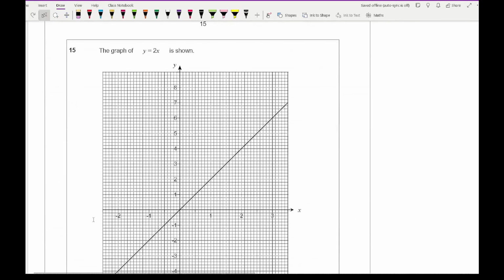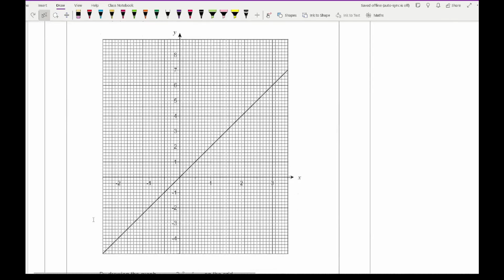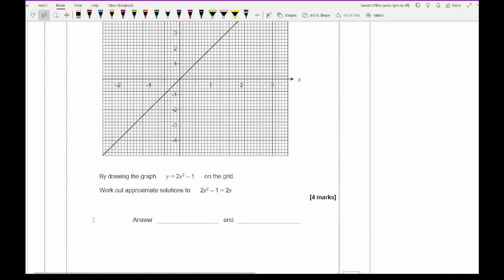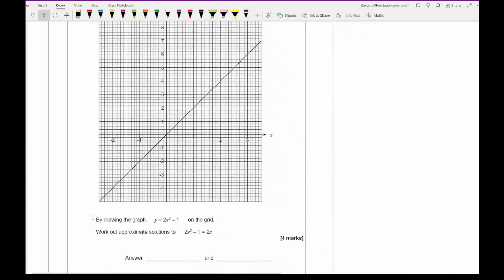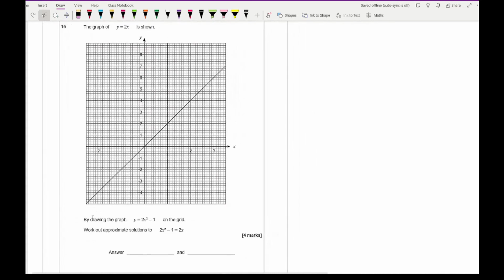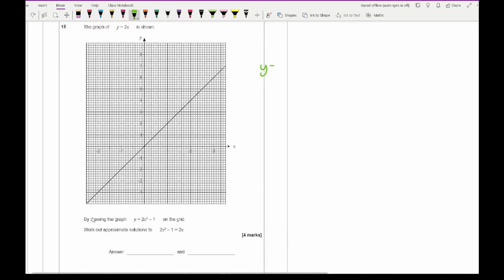Moving on to question 15, it says the graph y equals 2x is shown, and by drawing the graph y equals 2x squared minus 1 on the grid, work out an approximate solution to 2x squared minus 1 equals 2x. So for this, what I need to do is a table of values. So I'm using y equals 2x squared minus 1, and I'm going to try and use the x values that they've given me on the diagram. So I've got minus 2, minus 1, 0, 1, 2, and 3.